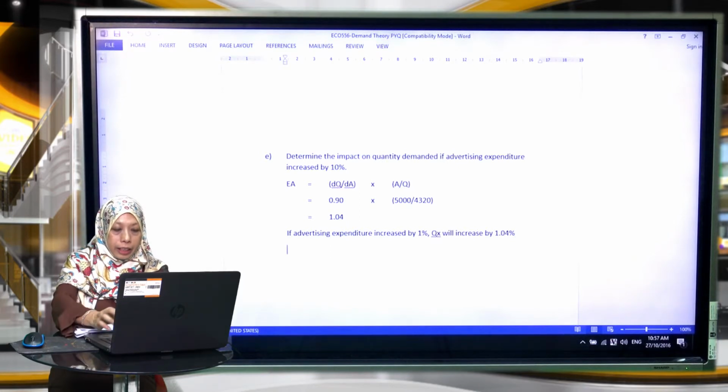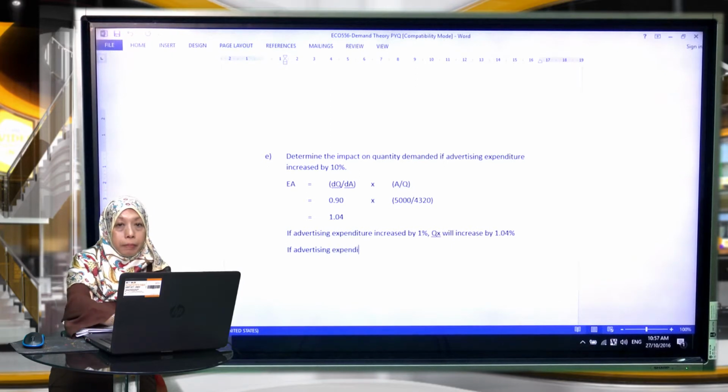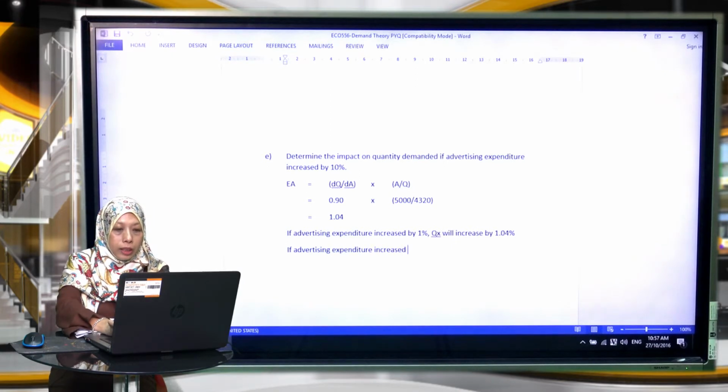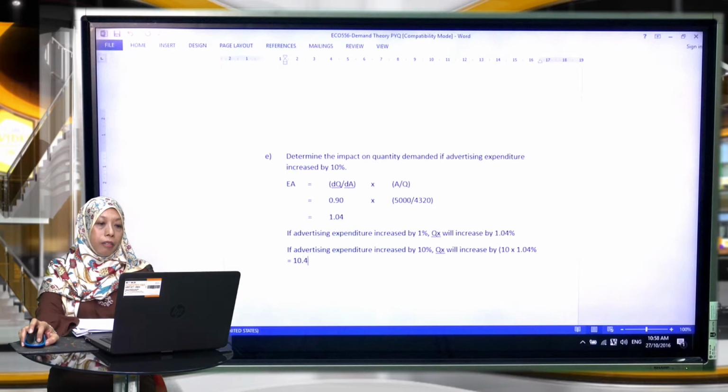So if advertising expenditure increases by 10%, then quantity demanded for X will increase by 10 times the value of the coefficient, and that will give you a value of 10.4%. So that would be the impact of a 10% increase in advertising expenditure.